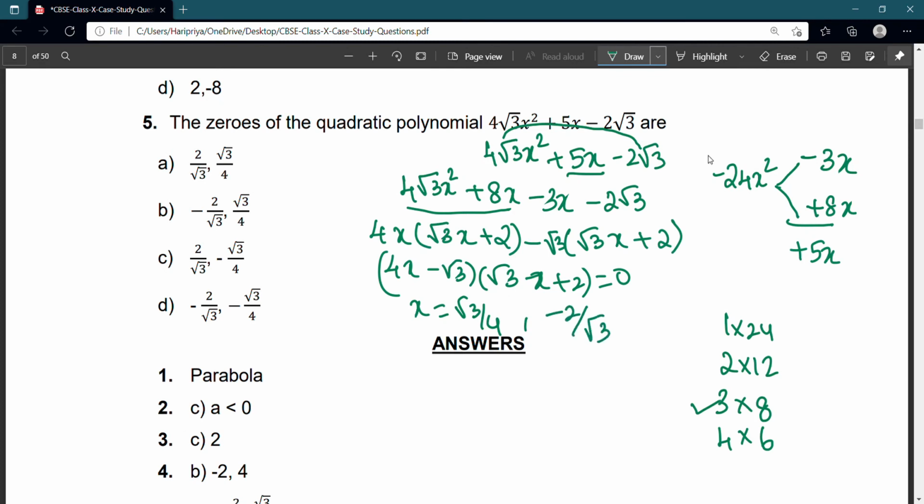So your answer is, look at the 4 options. It is 2 by root 3? No, we got minus 2 by root 3. So if it is minus 2 by root 3 and root 3 by 4, your option is B. Next.